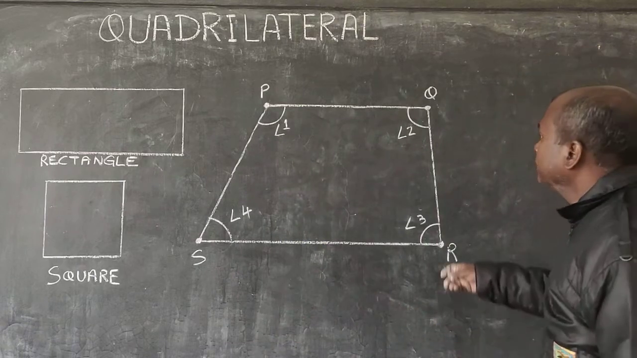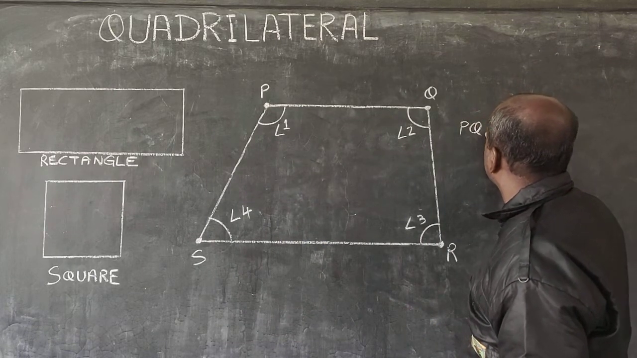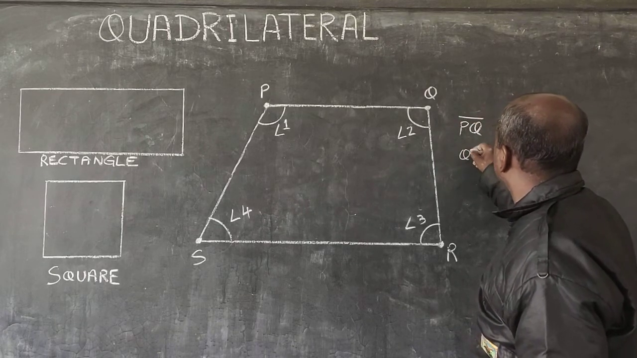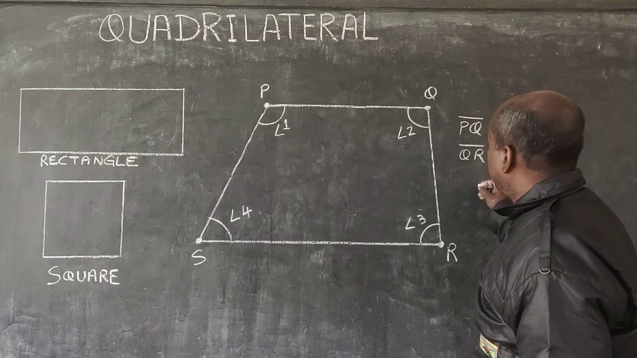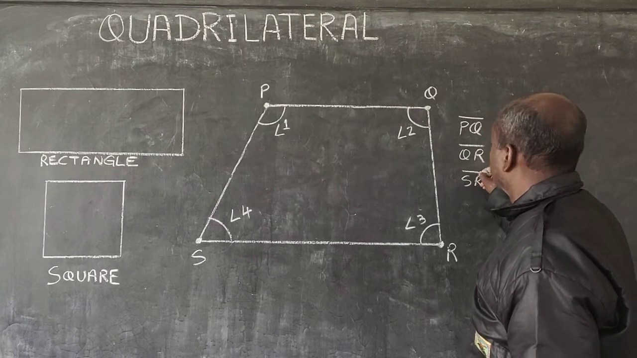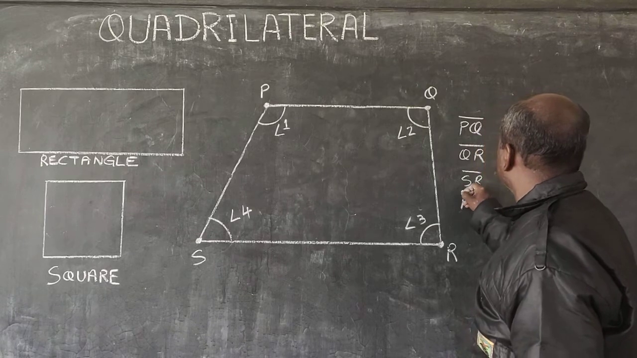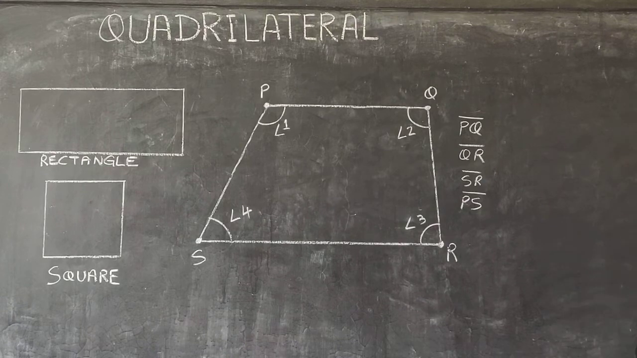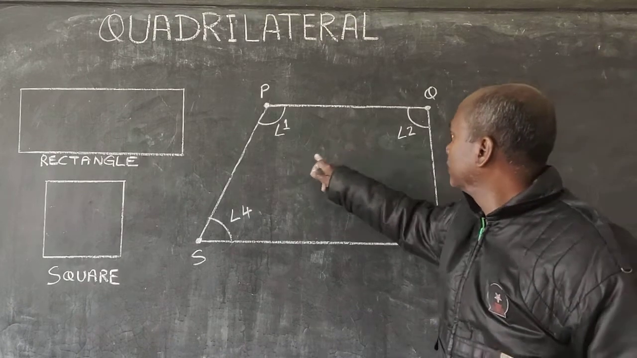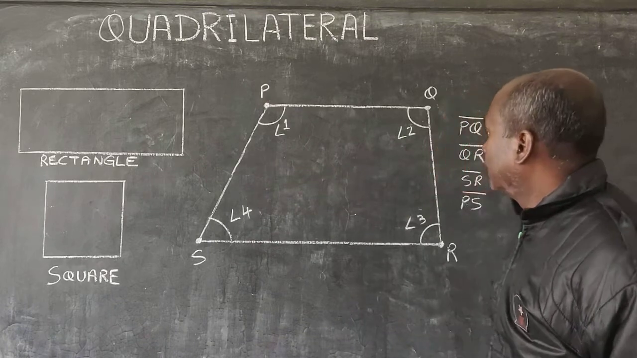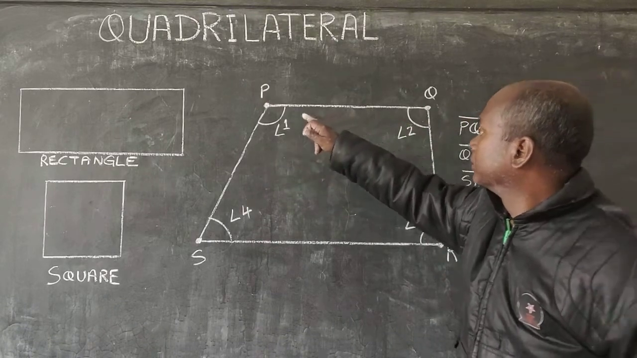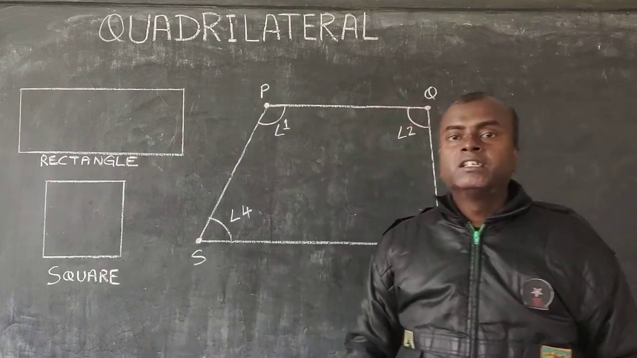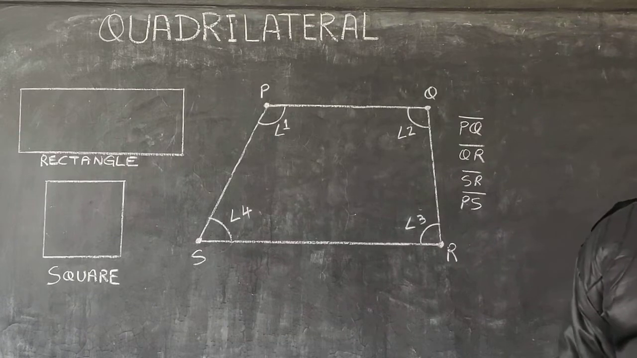Which are the 4 sides here? PQ is one side. It's a line segment, okay? So PQ, then you have QR, then you have SR, and then you have PS. I'm talking about this particular quadrilateral. So 4 sides are there, 4 line segments, 4 angles, angle 1, angle 2, angle 3, and angle 4, and what else? 4 vertices. This is vertex P, this is vertex Q, this is vertex R, this is vertex S. So this is a quadrilateral.